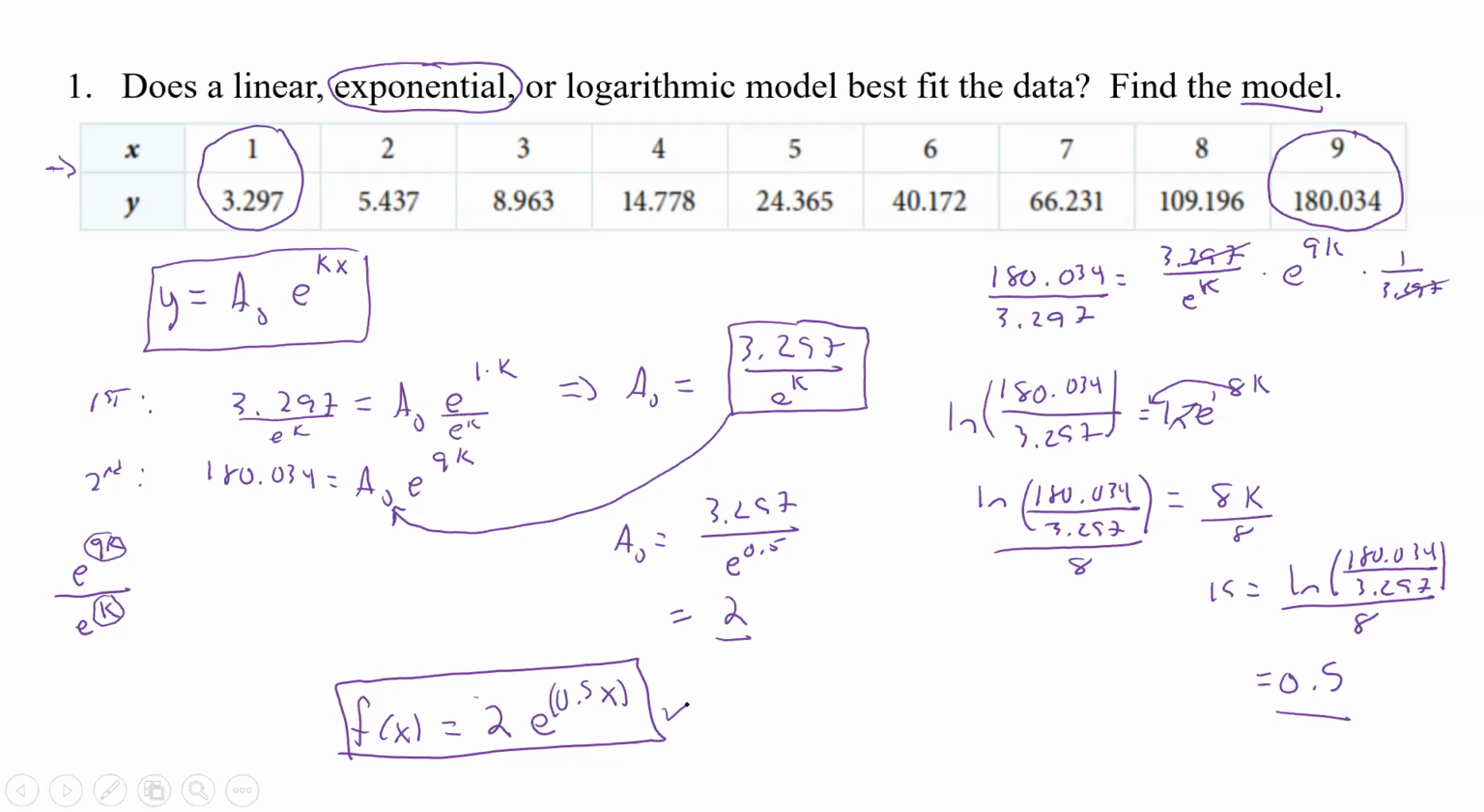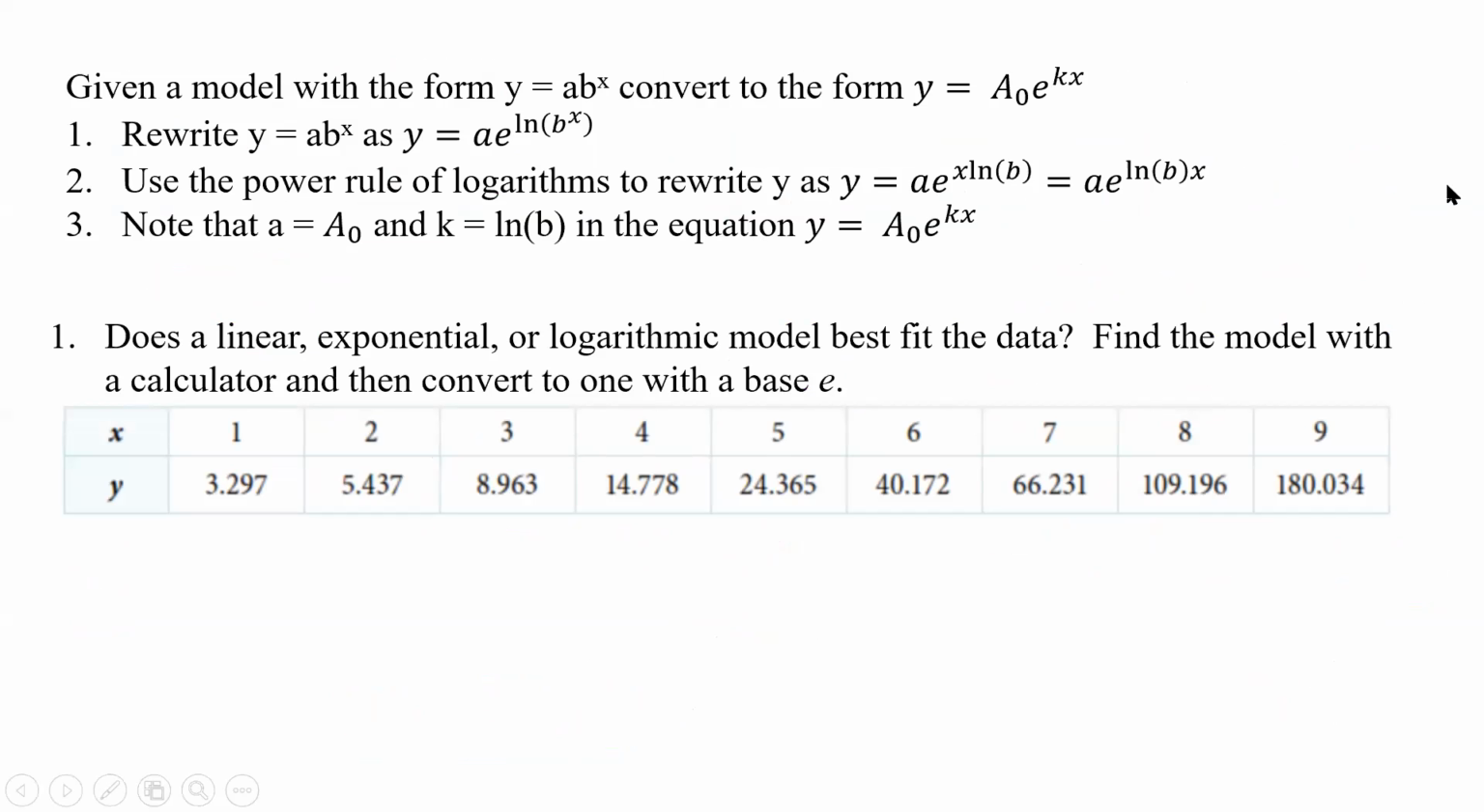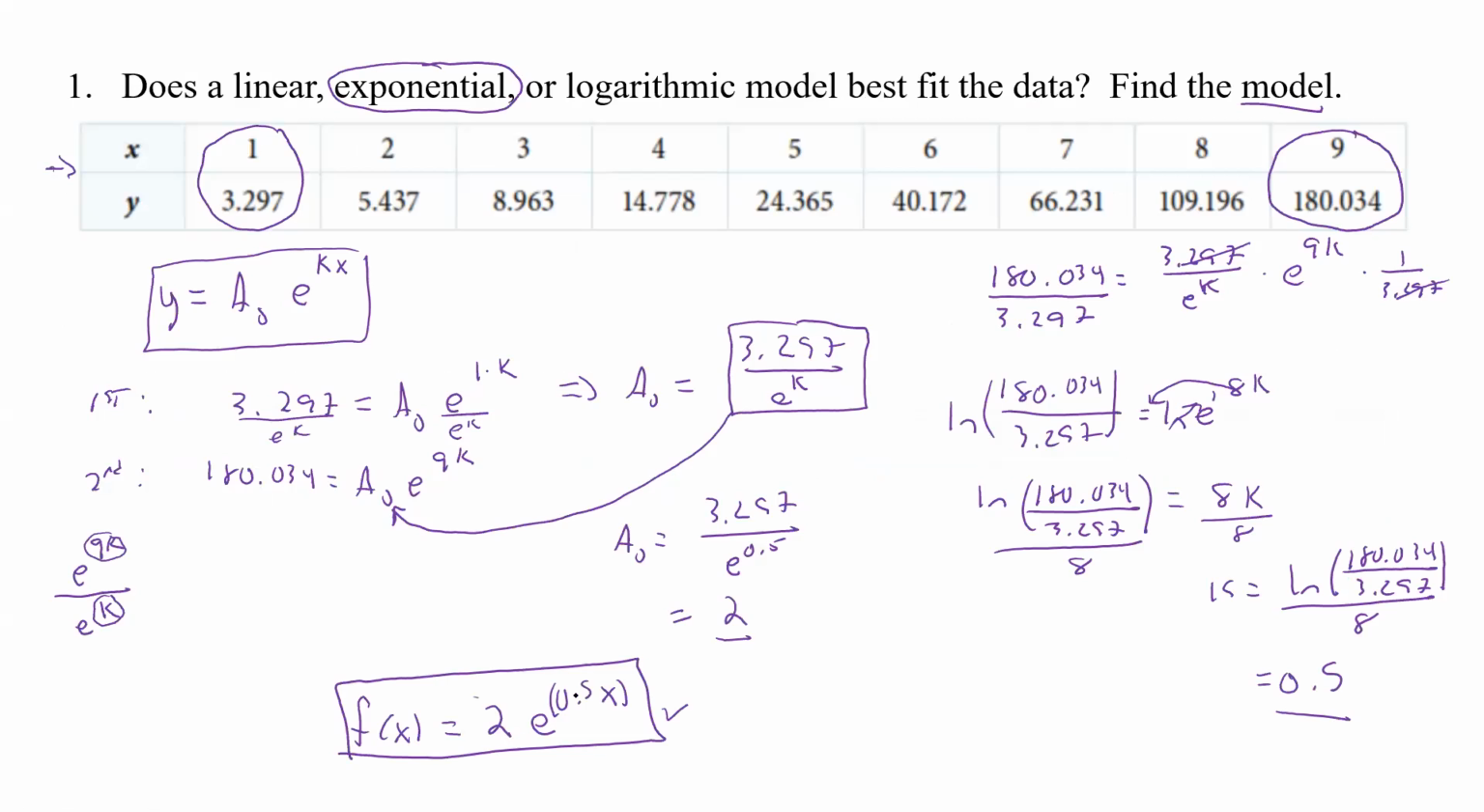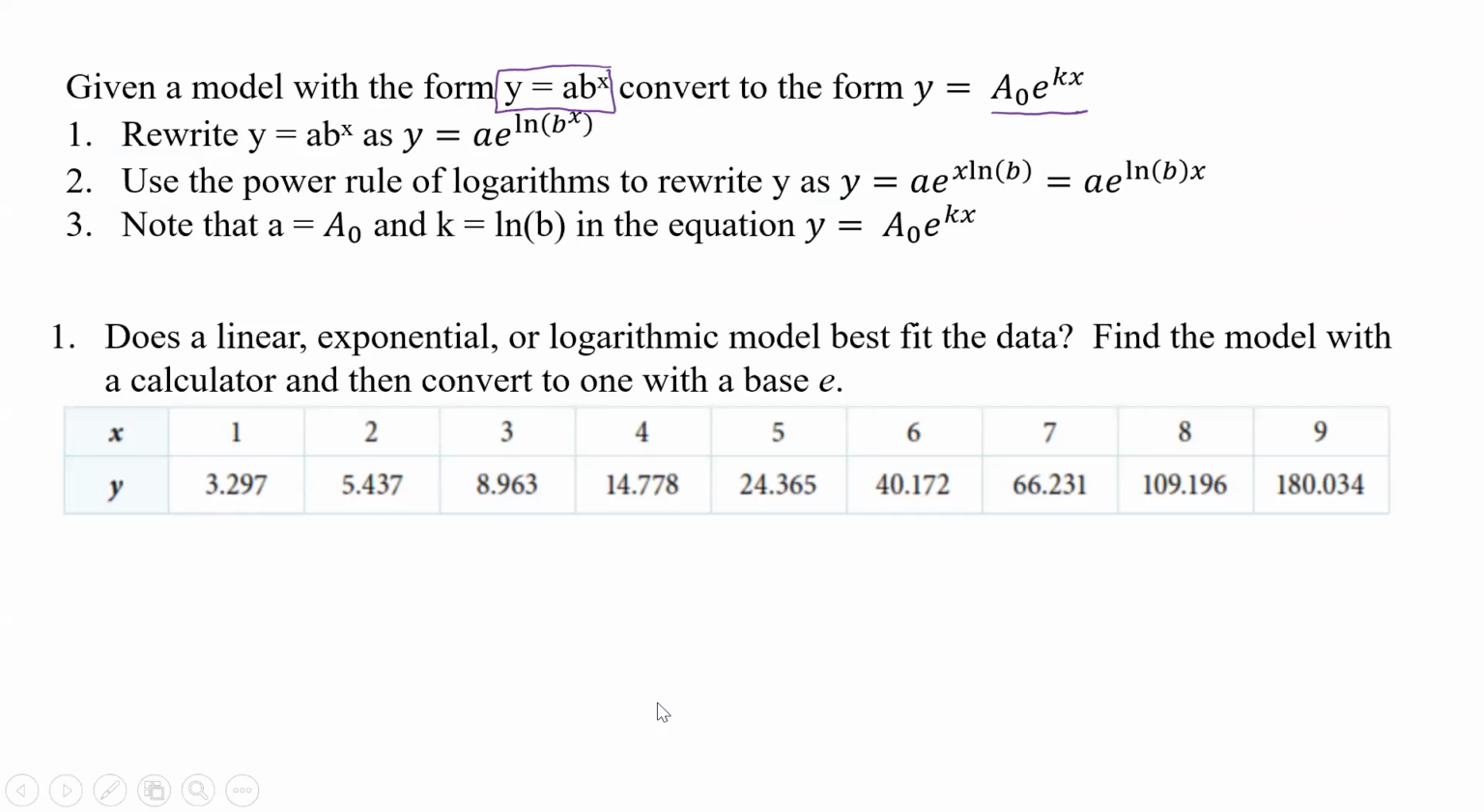And we get our final function there. Now, the nice thing is our calculator will do this as well, but we need to know some conversion factors. Those conversion factors say that if we're given something in the form y equals a times b to the x, we can convert that to the form a sub 0 e to the kx. Remember, we had a sub 0 e to the kx. But our calculator is going to give us the first form and not the later one.